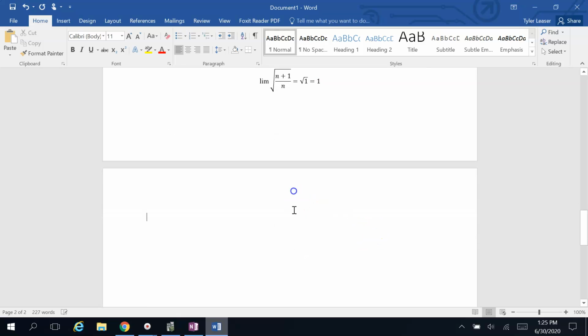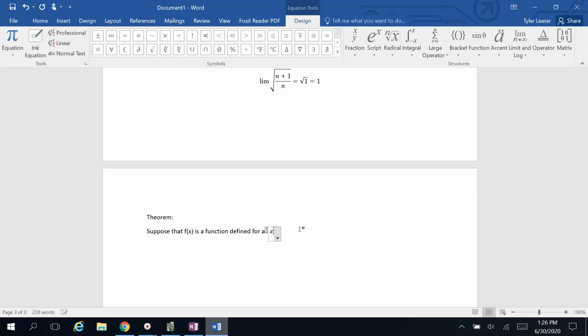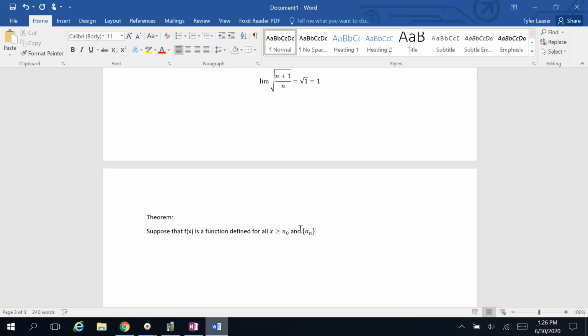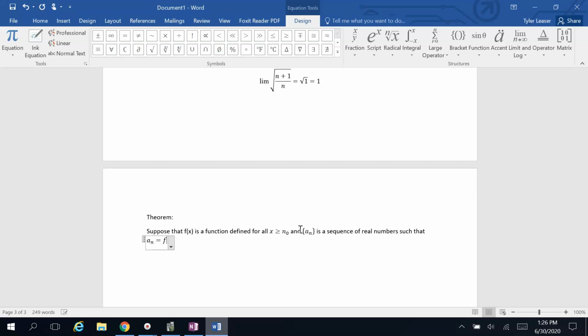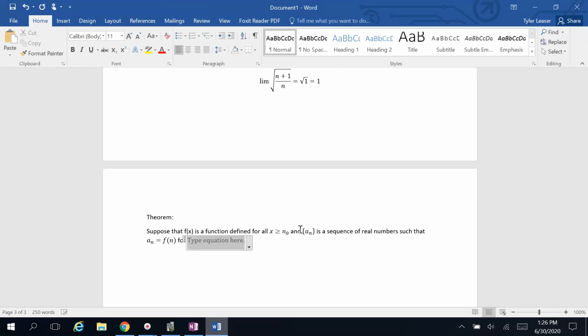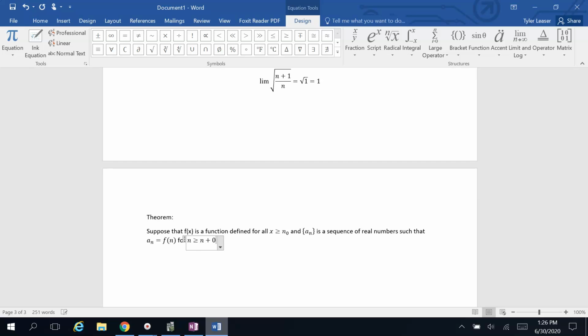All right, I have one more really important theorem, and then we'll be done. Oh no, so there's a little bit more. I'll make another video. So one more theorem I want to do in this video. Suppose that f of x is a function defined for all x greater than or equal to some starting index value, whatever that happens to be, n sub naught. And let's say that again a sub n is a sequence of real numbers, such that a sub n is equal to f of n for n greater than or equal to that starting location.